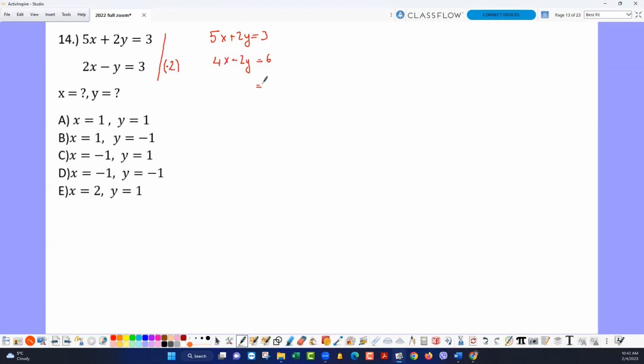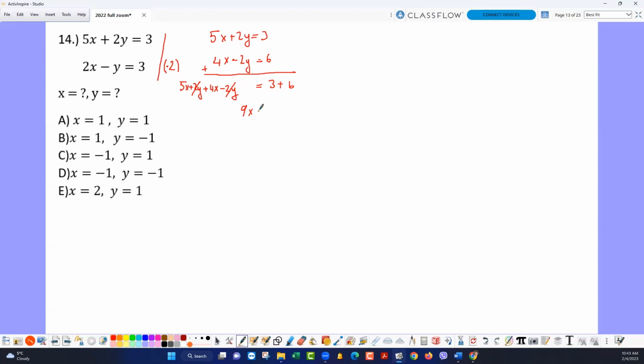Then it is called side-by-side addition. I'm adding this side to this side, which is 5x plus 2y plus 4x minus 2y is equal to 3 plus 6. This is called side-by-side addition, and the main target was to get the same number with different signs. As you see, they eliminate each other. That's why this is called the elimination method. 5x plus 4x is equal to 9x now.